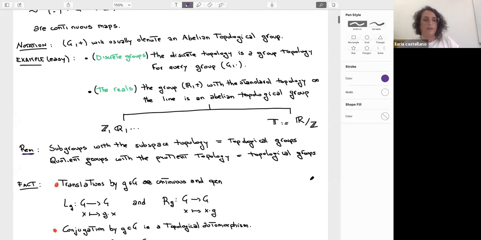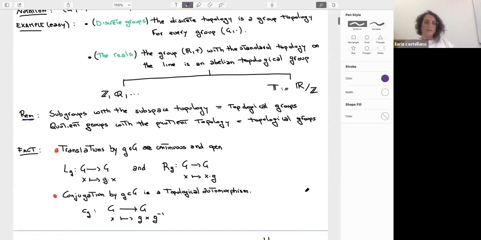An important fact that we need about these objects is the following. So translations by elements of the group, no matter if they are on the left or on the right, and conjugations, these maps are continuous and open. And this property is quite easy to check. It's an invitation to check it. It's a good exercise. And it's quite important because if you work with topological groups, you often use this fact. And yeah, it's something that is important to know.